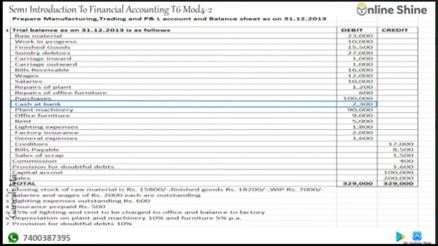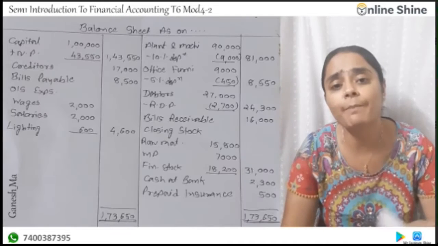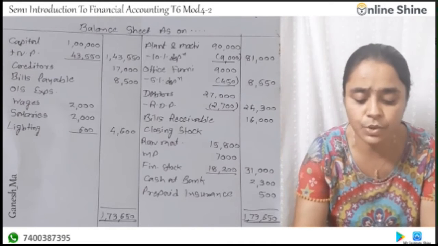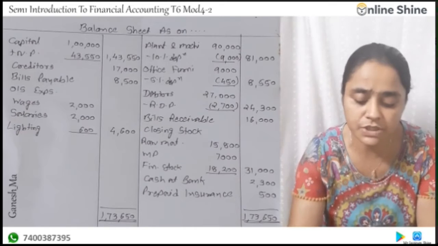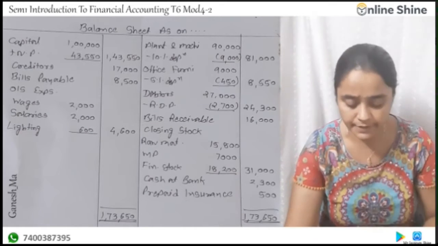Next one is cash at bank, that is your asset. So it will come in your balance sheet. Just below the bills receivable you can put, or you can put after the closing stock, cash at bank 2300.